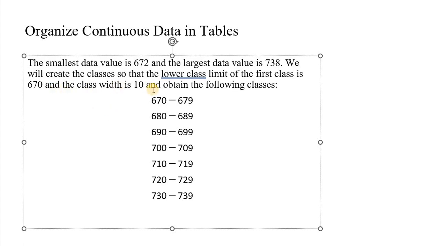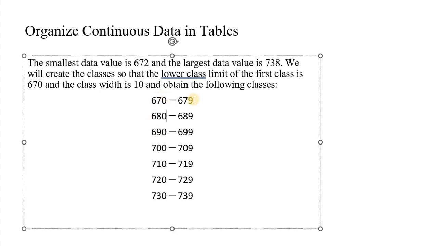The class width, we're going to choose 10, random. Again, the class width is random here. And then we obtain the following classes. If the lower class limit of the first class is 670, then we can create all of the lower class limits by adding 10 vertically. So we add 10, we get 680, 690, 700, 710, 720, 730.